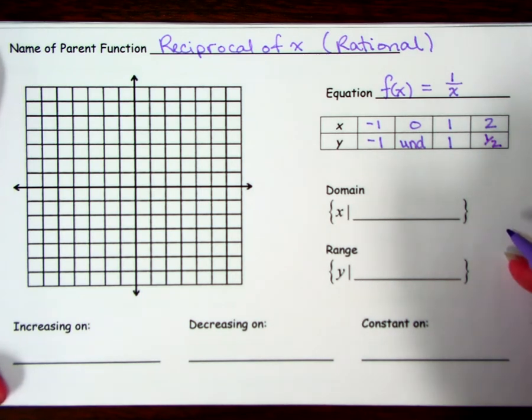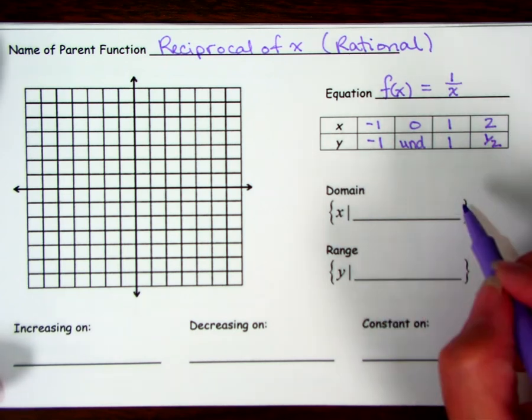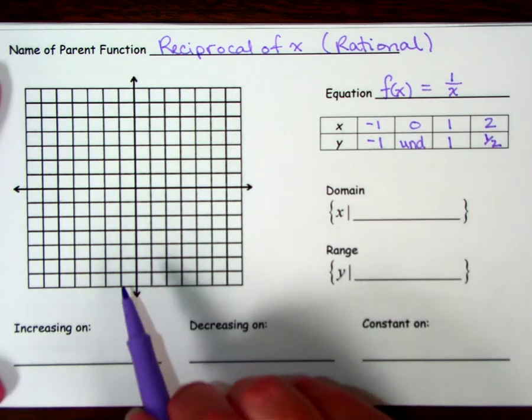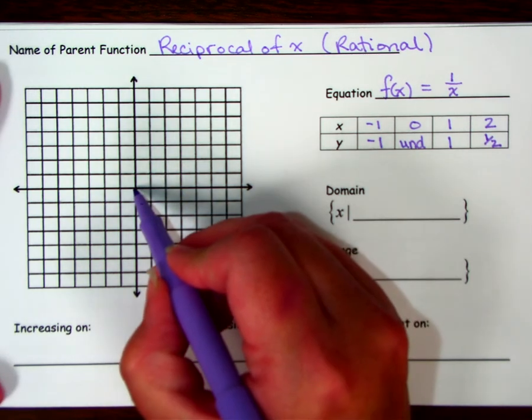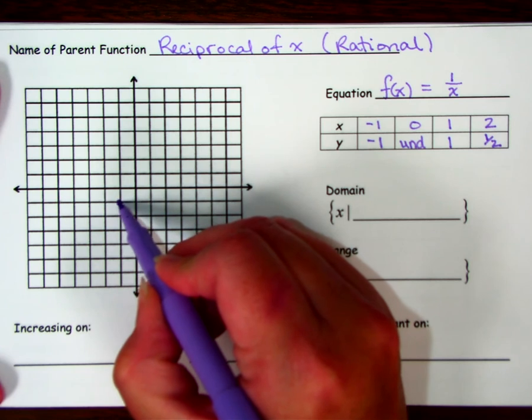I'm going to go ahead and plot the points that I have. I'm probably going to need more in order to see what this picture looks like, but we'll develop those. So I'm going to start with -1, -1. So I start at the origin, I go to the left one and down one.